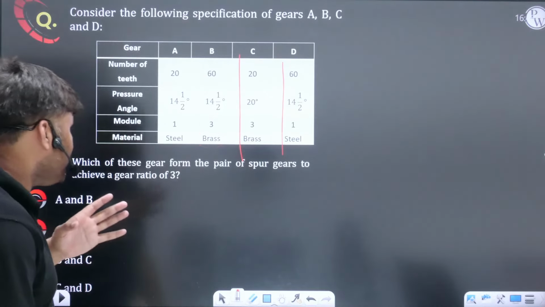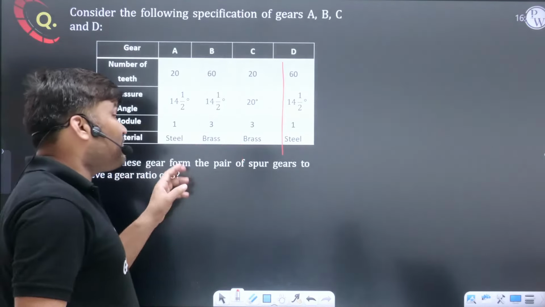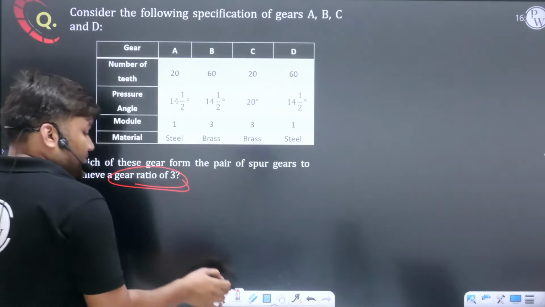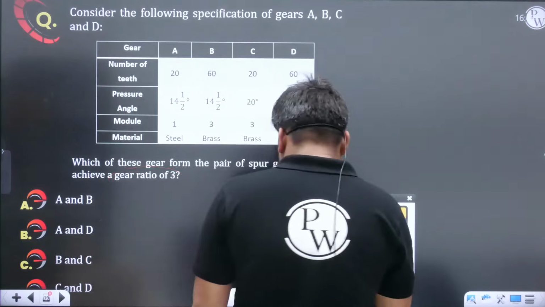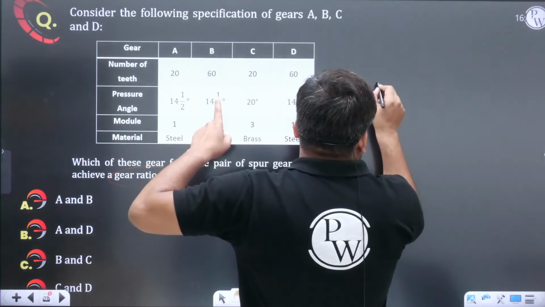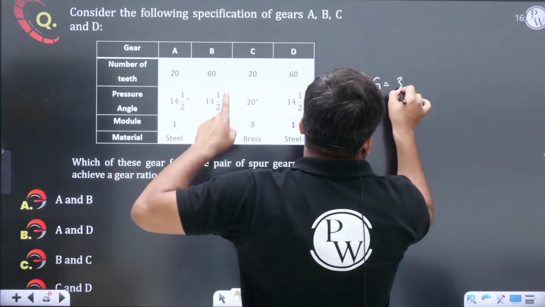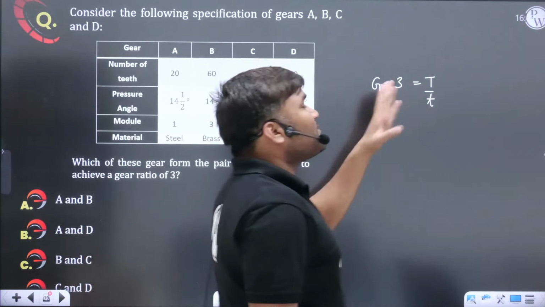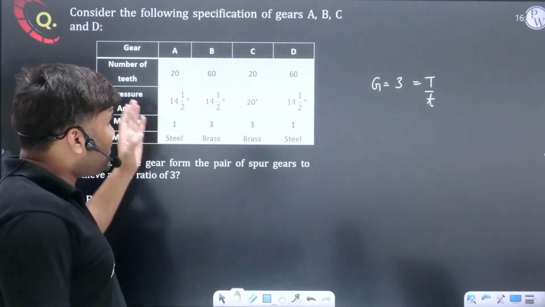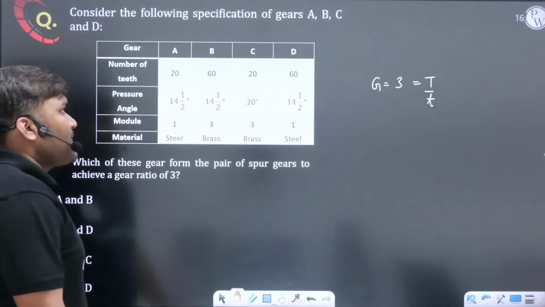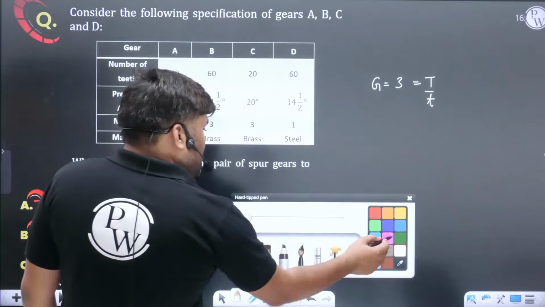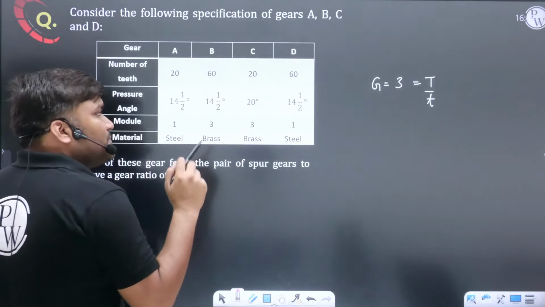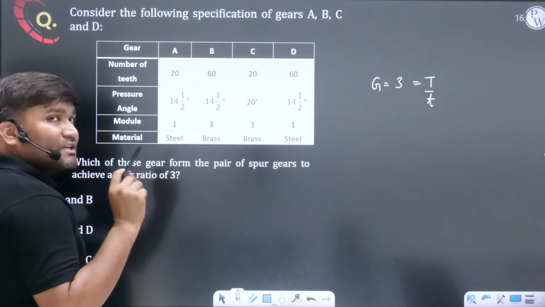They are asking which of these gears form a pair of spur gears to achieve a gear ratio of 3. Gear ratio of 3 के लिए which pair can be used? अच्छा, what is the gear ratio, beta? This is capital T by small t, the ratio of number of teeth, which must be 3. Out of these, which gears can be used? Examiner wants you to critically think about certain conditions.